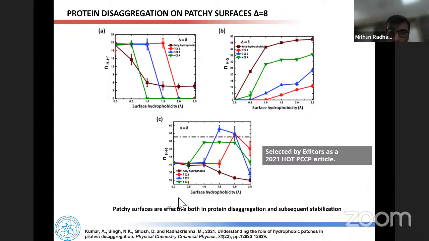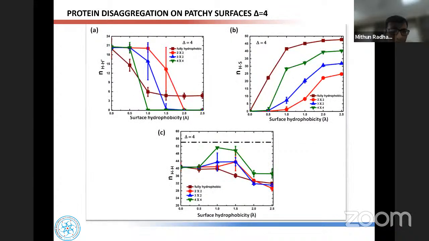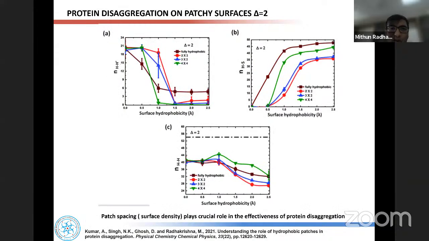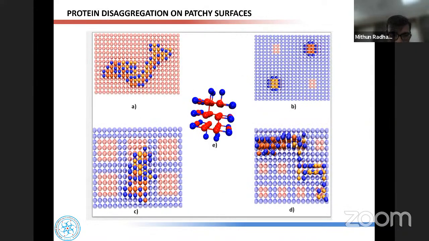So not only am I able to disaggregate proteins, I'm also able to stabilize the protein. This was published in PCCP as a hot PCCP article. It basically shows that at 4 and 2, we don't observe that behavior. So this is overall what is happening, right? On a hydrophobic surface, they are adsorbed, but there are still interprotein contacts.